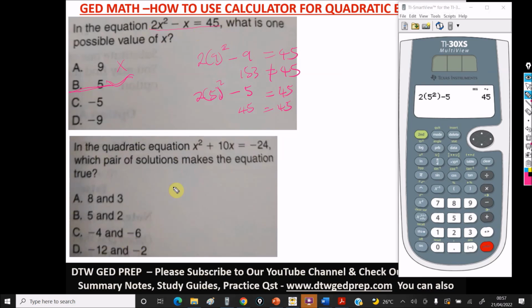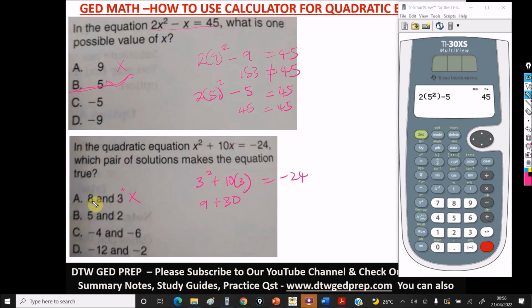So now let's look at this. This says, in a quadratic equation, which pair of solutions make the equation true? Here you can also use, instead of using 8 and 3, just one value. I will always say pick the positive value so it's easy for you to quickly resolve. So for option A, let's pick 3. Will 3 squared plus 10 times 3 be equal to minus 24? Let's check. 3 squared is 9, which I can easily do without the calculator. 9 plus 30 is 39. So it is not correct, and this option is wrong.